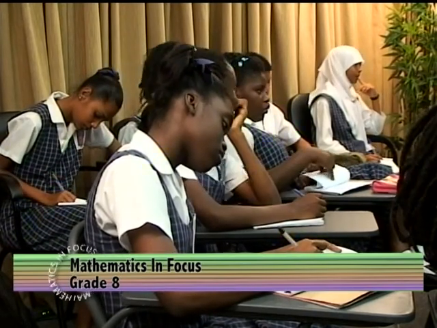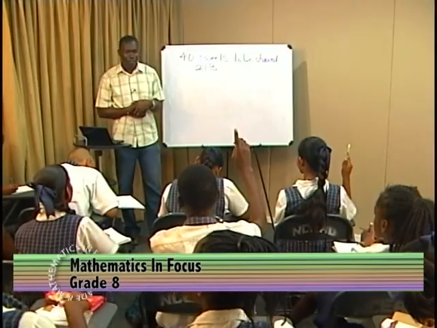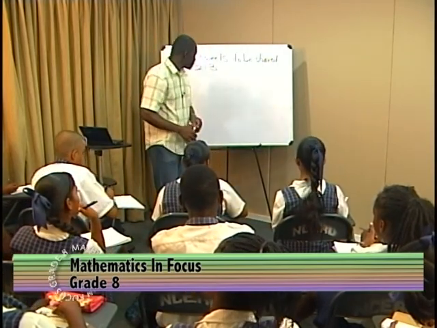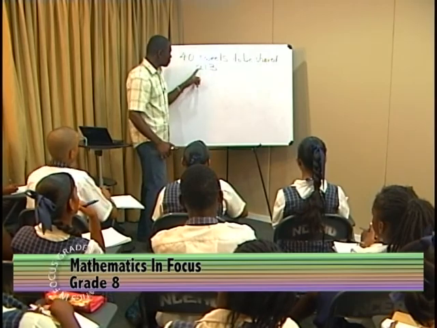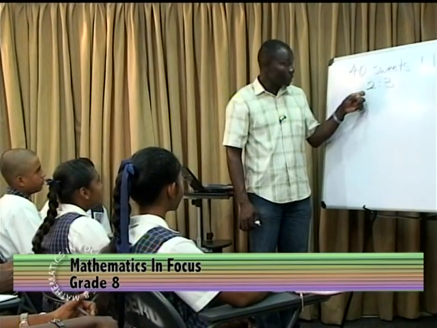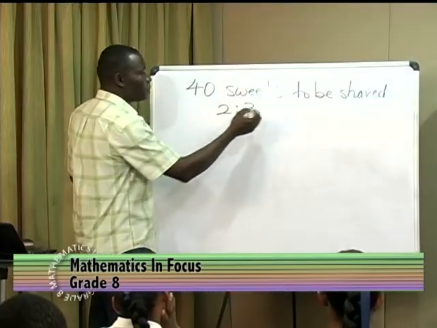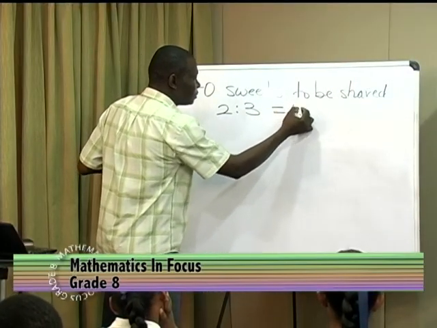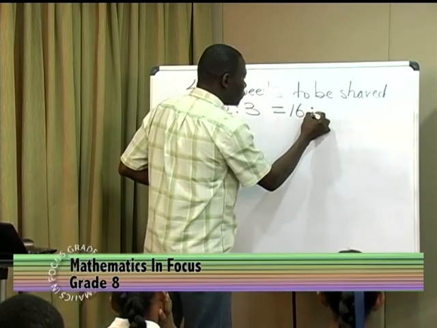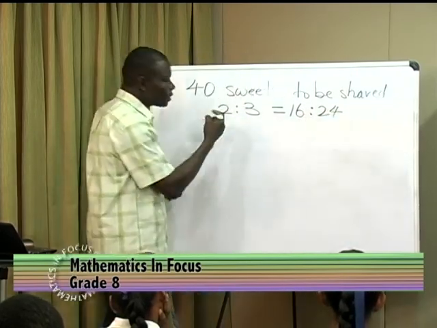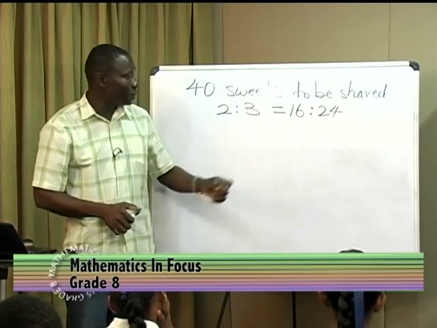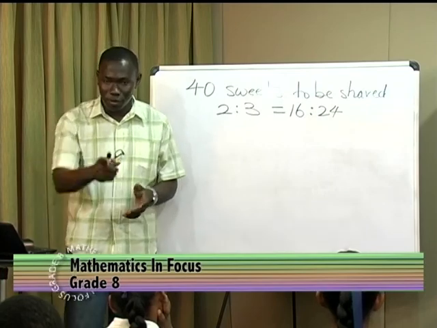Someone is ready? Okay. All right. Let me hear you. What do you have as your answer? Yes, the one who's collecting 2. She got 16. So we're saying 2 to 3 is equal to 16 to 24. So you're saying the first girl will collect 16 sweets in total, and the second one 24 sweets in total. Do you agree with her?